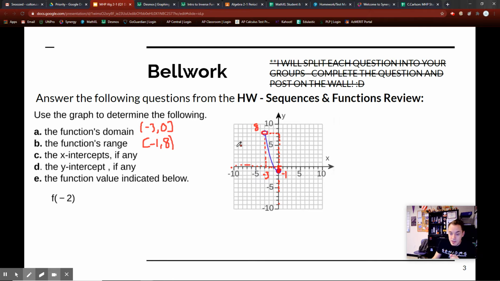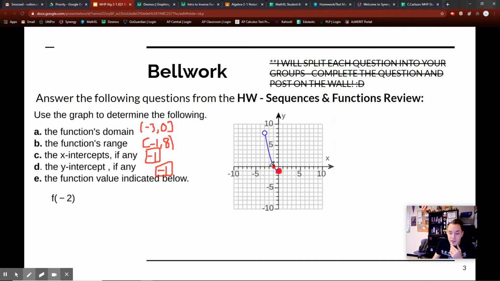Okay, intercepts. Let's erase some of this junk here so I can kind of see what's going on. What are my intercepts? What are my x-intercepts? Right here I have 1, so that's -1. So boom, that's my x-intercept. What about my y-intercept? My y-intercept's right here, also at -1.